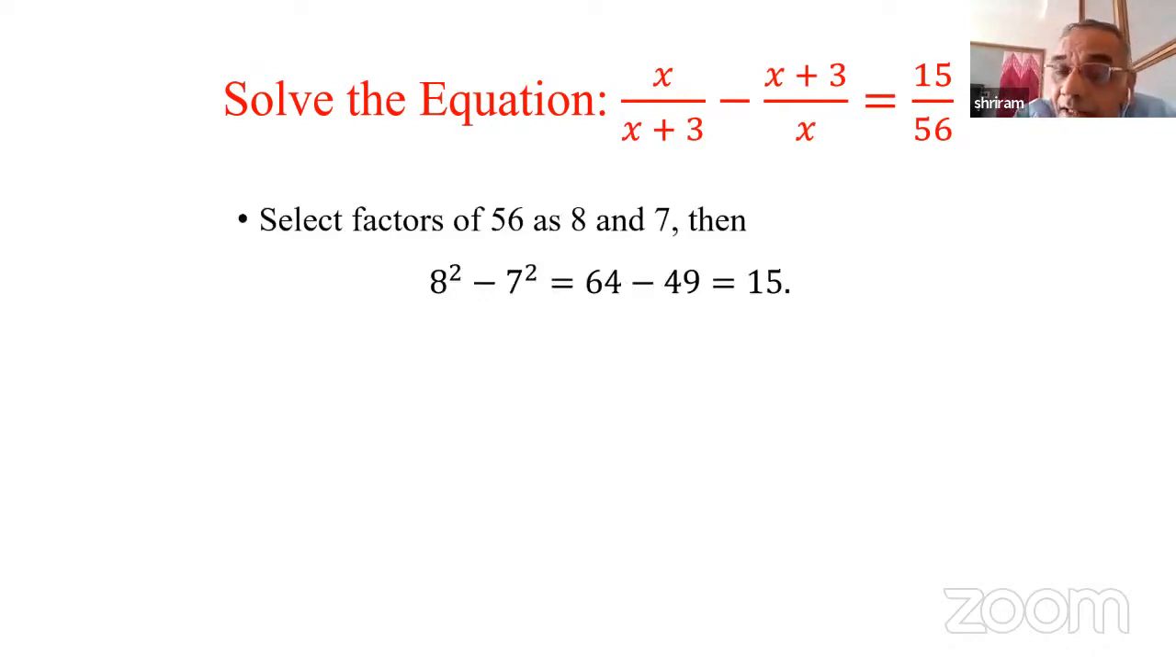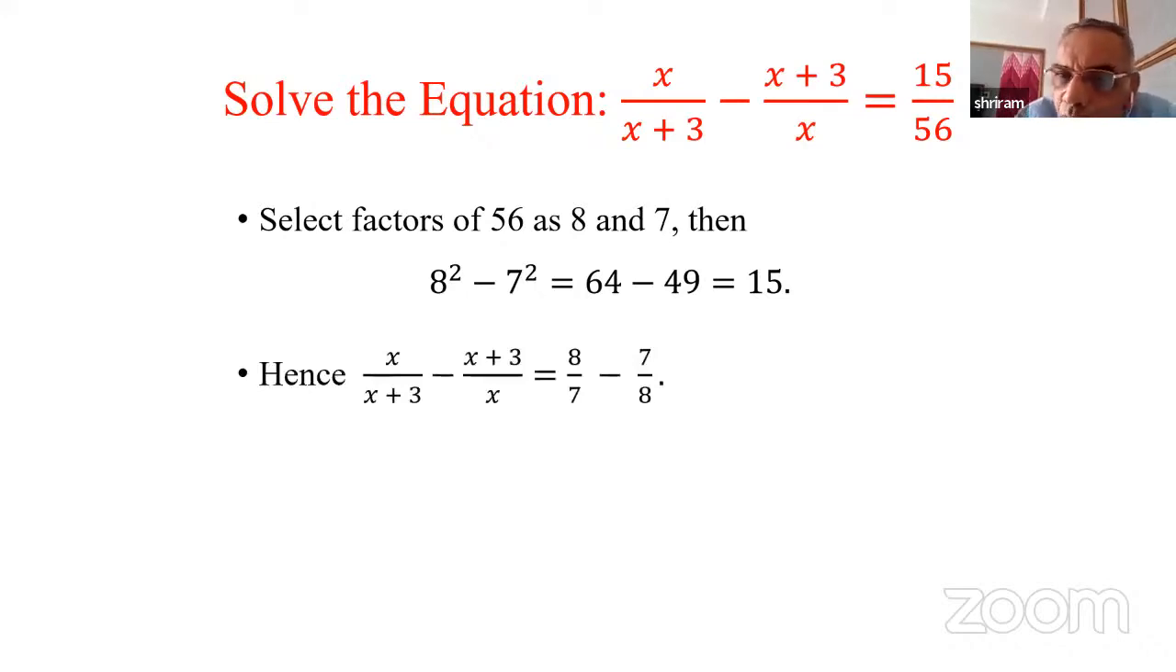But I have to write 8 square minus 7 square equal to 64 minus 49, 15. So the difference gives me the answer 15, not the sum. 8 square plus 7 square will be different, but 8 square minus 7 square is 15. So I will write for 15, 8 square minus 7 square, and on the left-hand side, of course, it is a minus sign. That is also a hint for that.